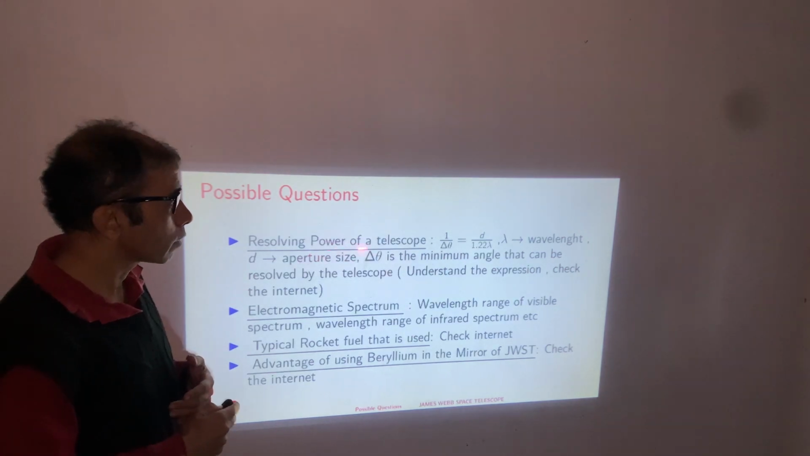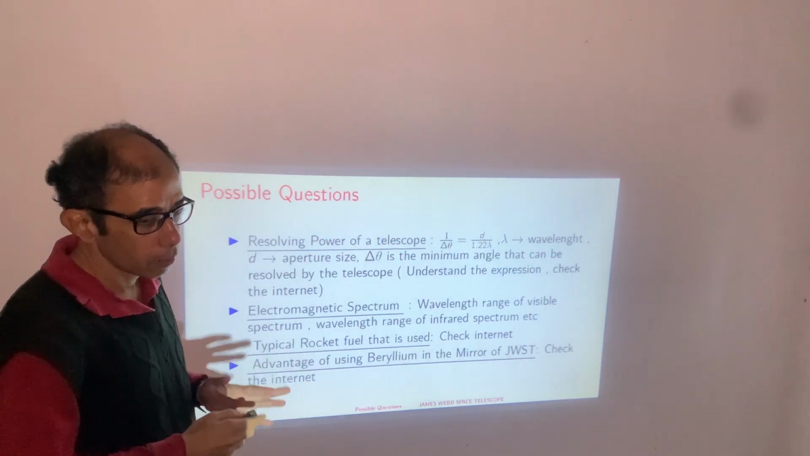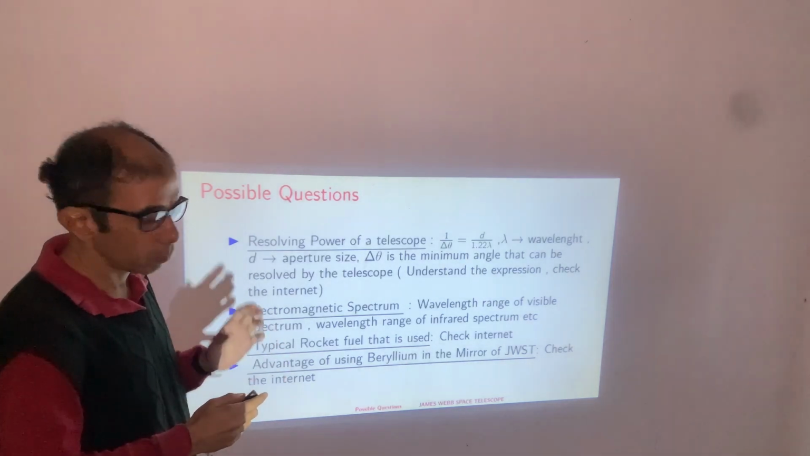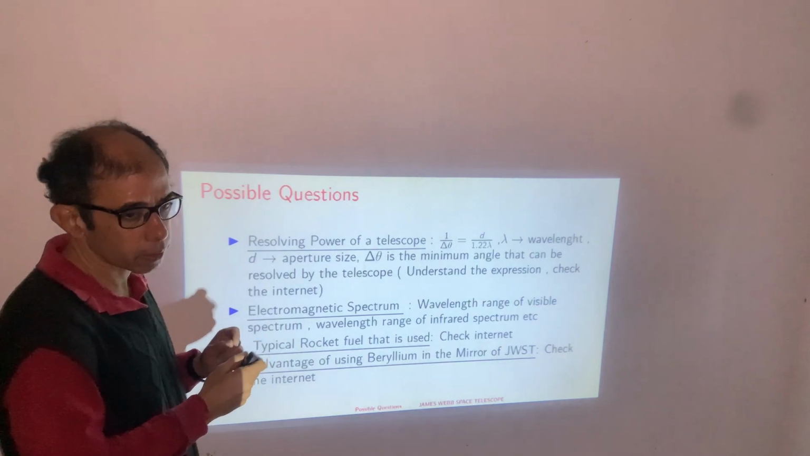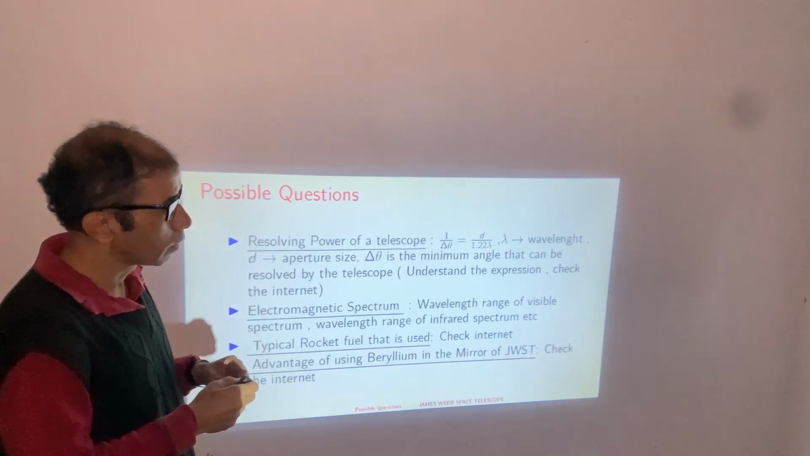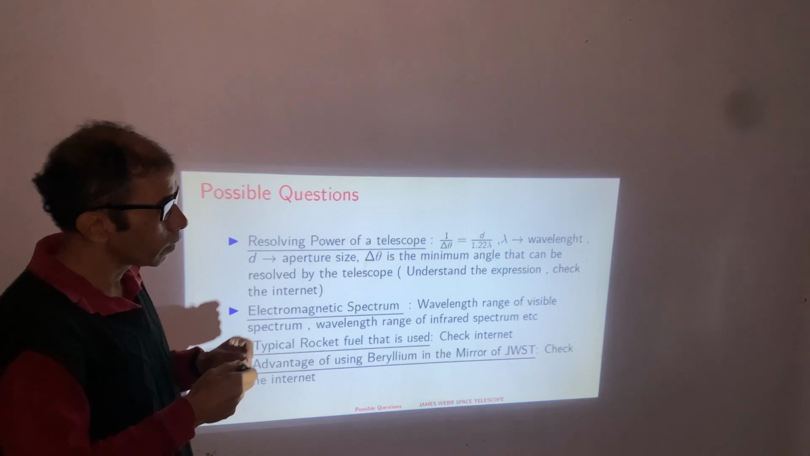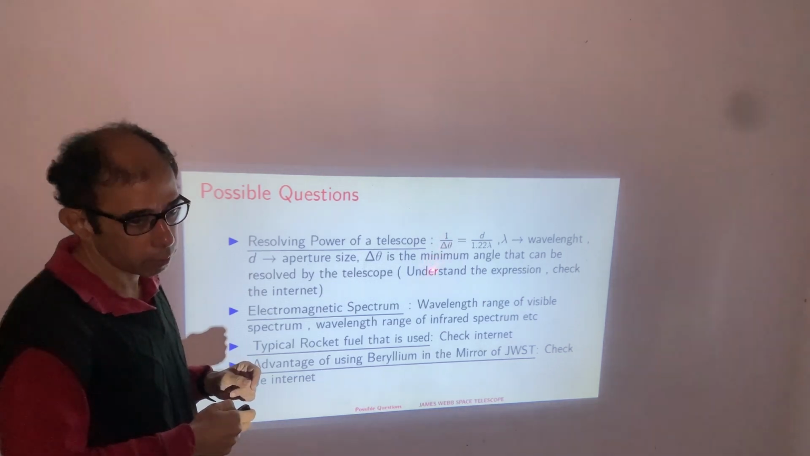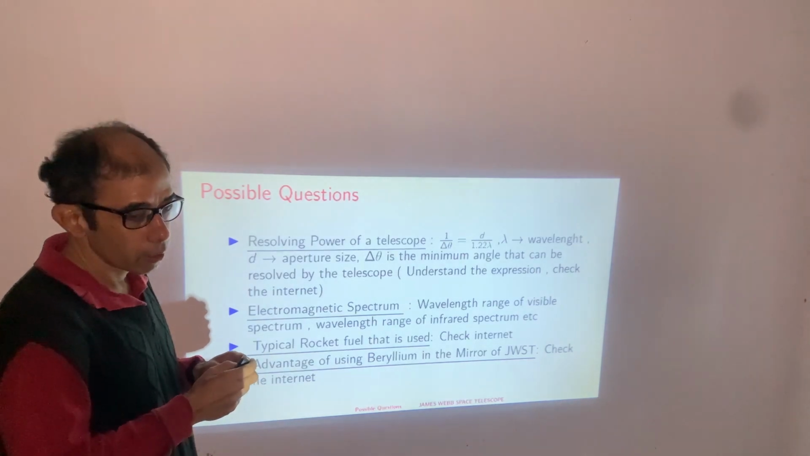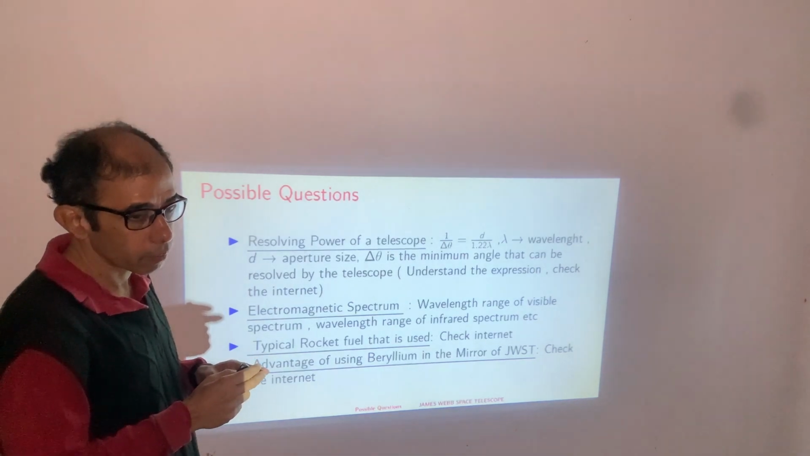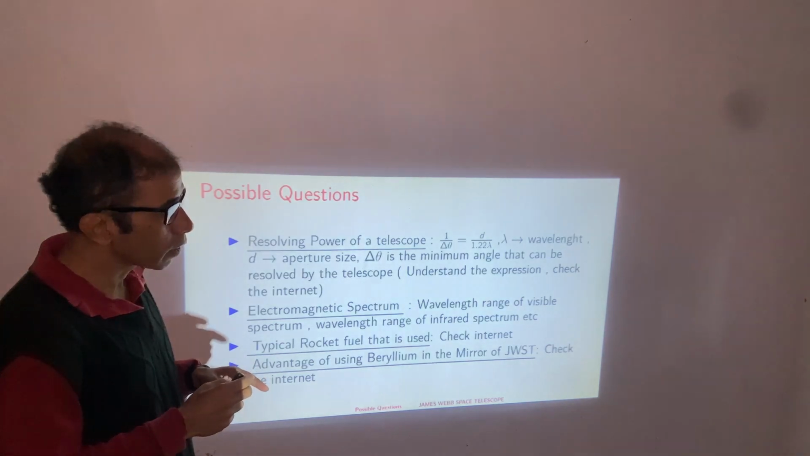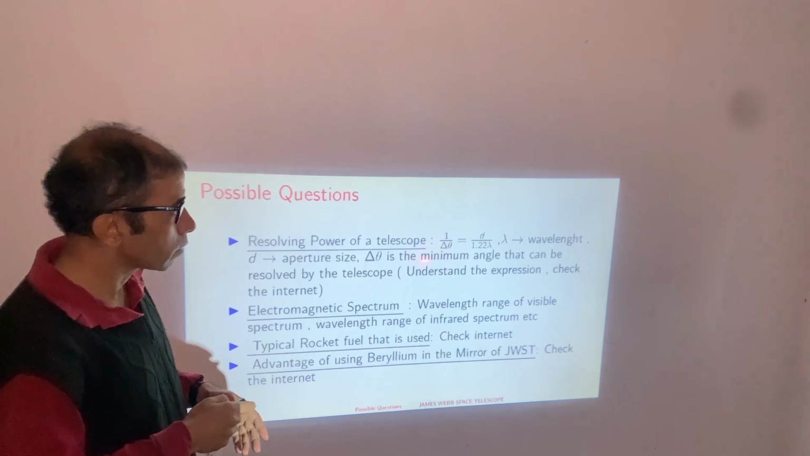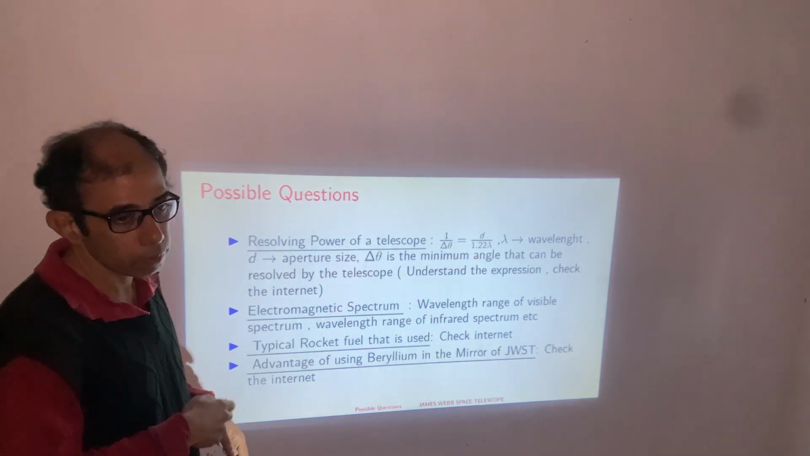So first is, what is the resolving power of a telescope? In a telescope there are two objects far away in the sky. So the resolving power is determined by 1 by delta theta. So delta theta is the smallest angle that can be resolved. It is the minimum angle that can be resolved by the telescope.